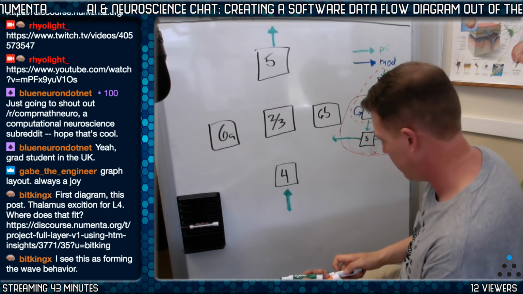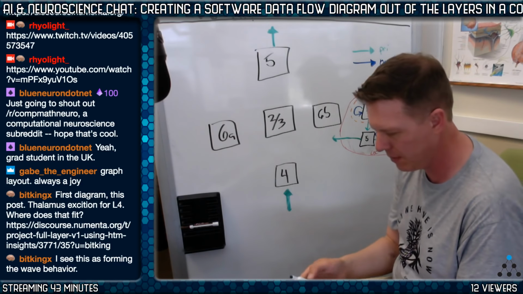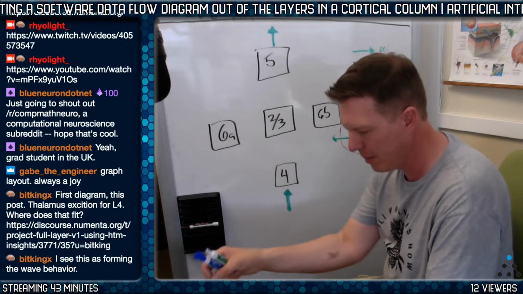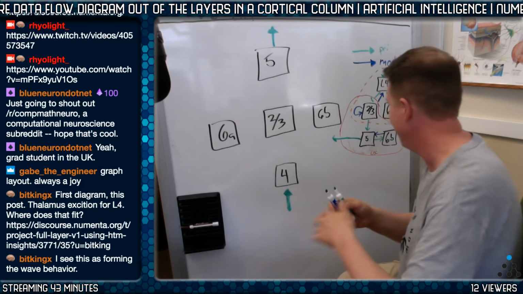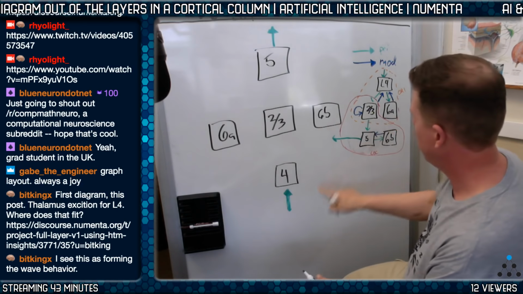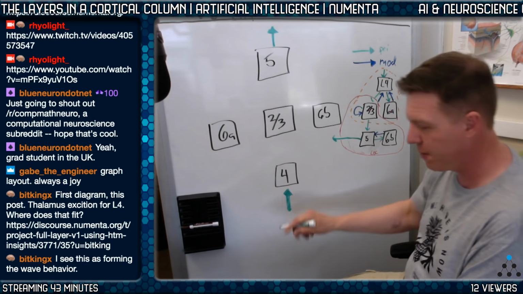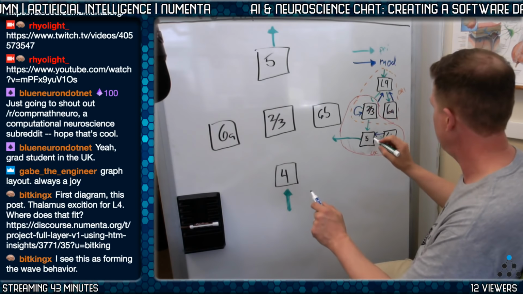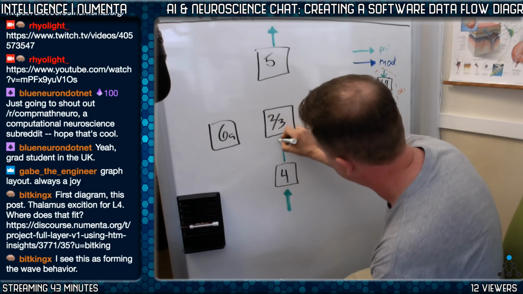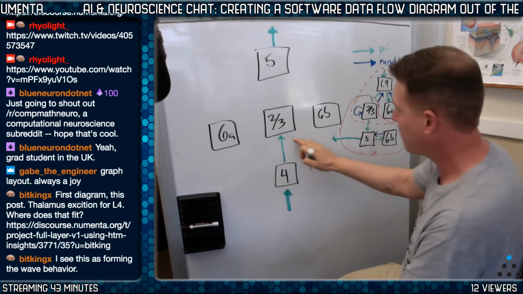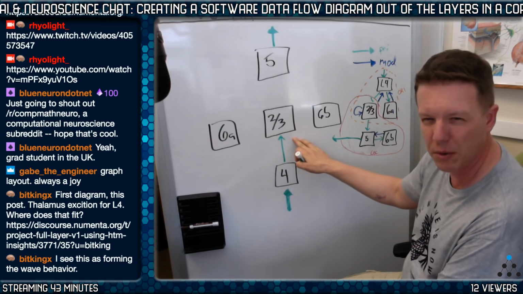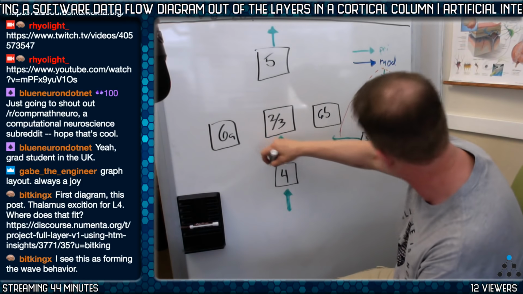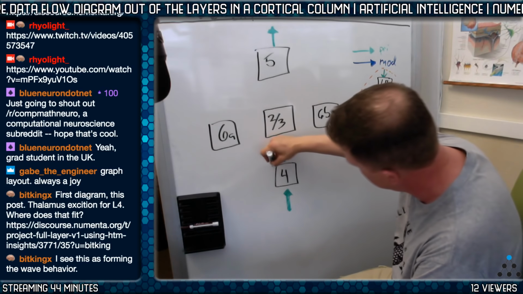All right, and now let's start drawing the arrows and see if this makes any more sense at all. Okay, driver. So input comes in, right? The first thing, let's do this simultaneously. Layer 4 is going to drive 2-3. That's the first thing that happens. But it's also going to drive 6A. So we're going to get 2 signals coming out of layer 4.